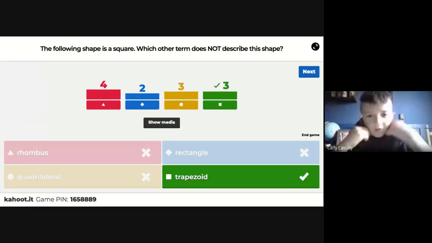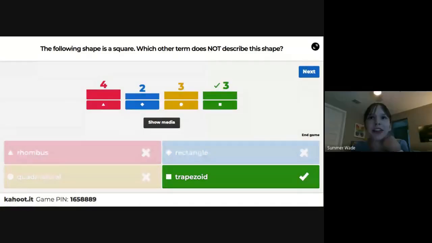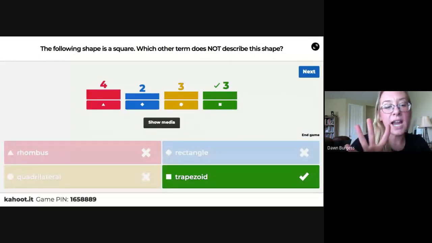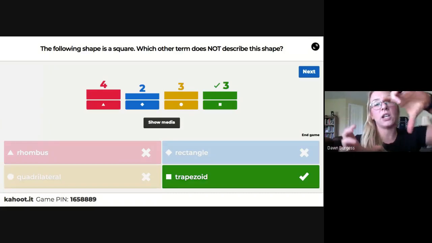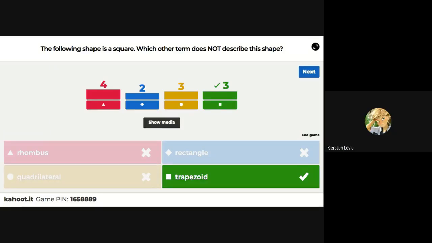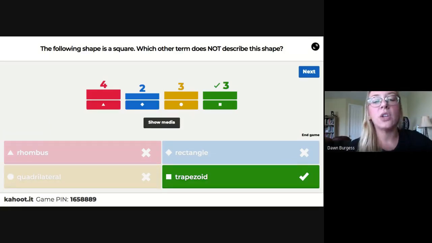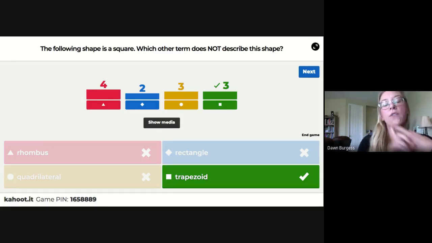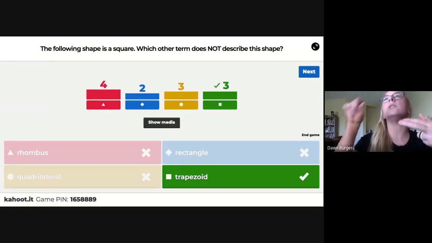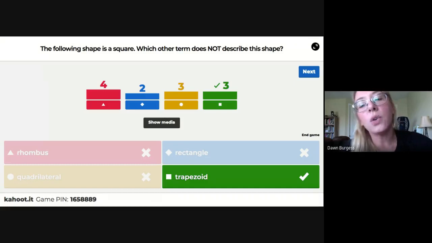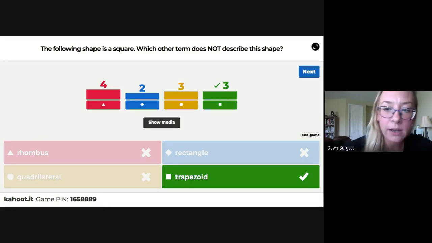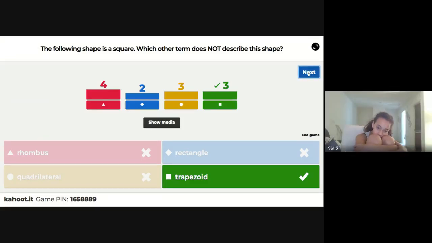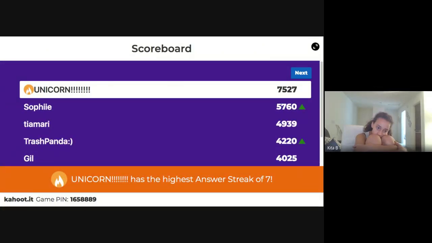So we know that a square is definitely a quadrilateral because it has 4 sides. We know that a square is a rhombus tilted on its axis, right? Because it's a diamond. We know that a rectangle and a square share the same definition in that they all have 4 right angles and 2 sets of parallel sides. So the only one that doesn't work at all is a trapezoid.